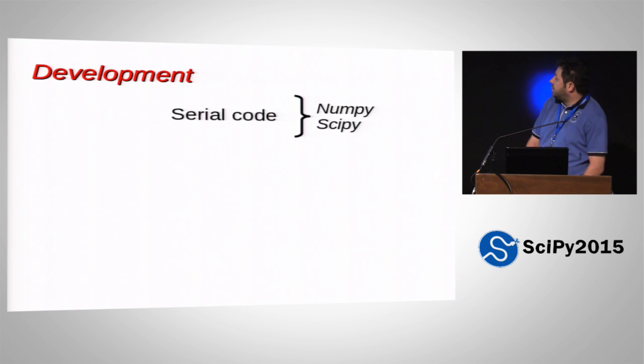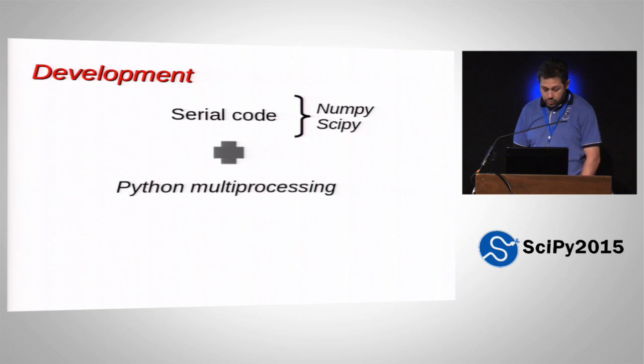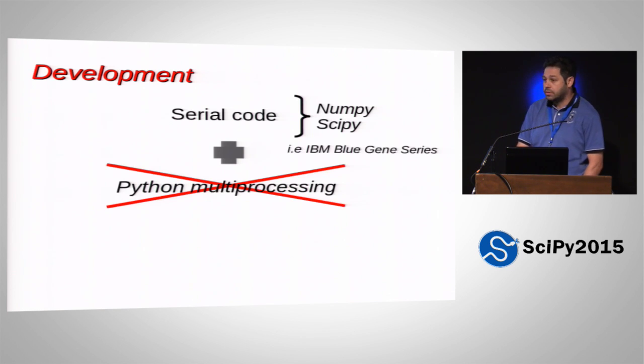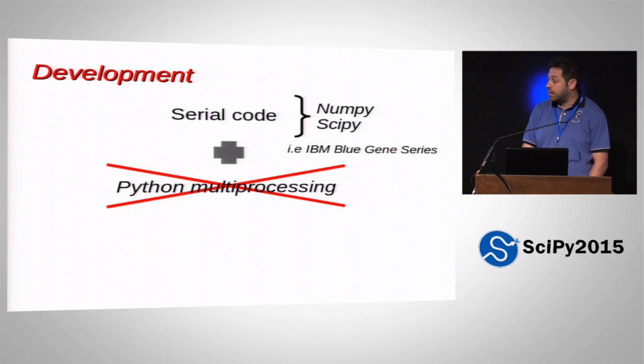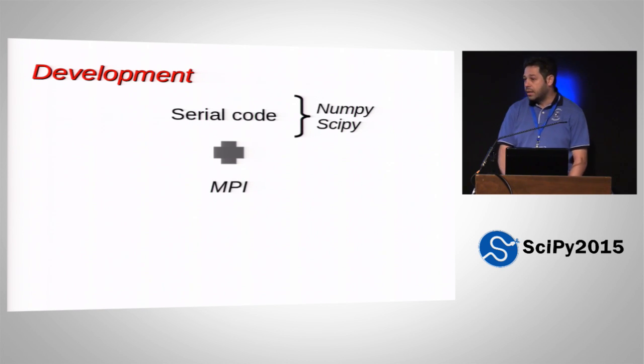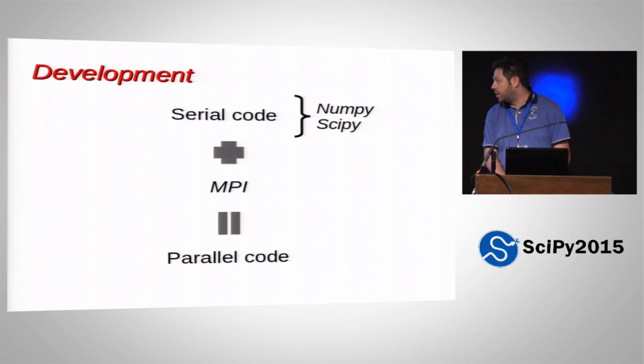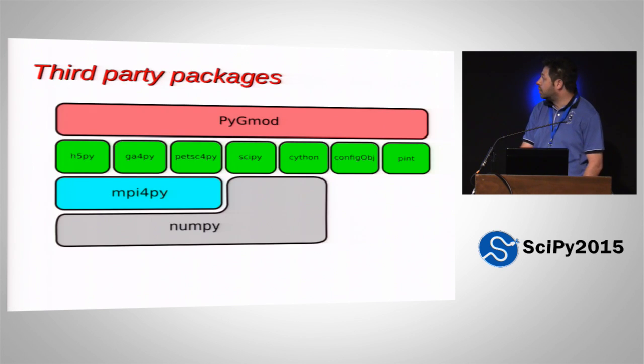We first developed a serial code, mainly based on NumPy and SciPy. Then we started to write the parallel version, and we used the Python multiprocessing module, but we had to abandon it since on some supercomputers, for example, the IBM Blue Gene series, the Python multiprocessing module is not available. So we moved to MPI, and we wrote the parallel version of our code.